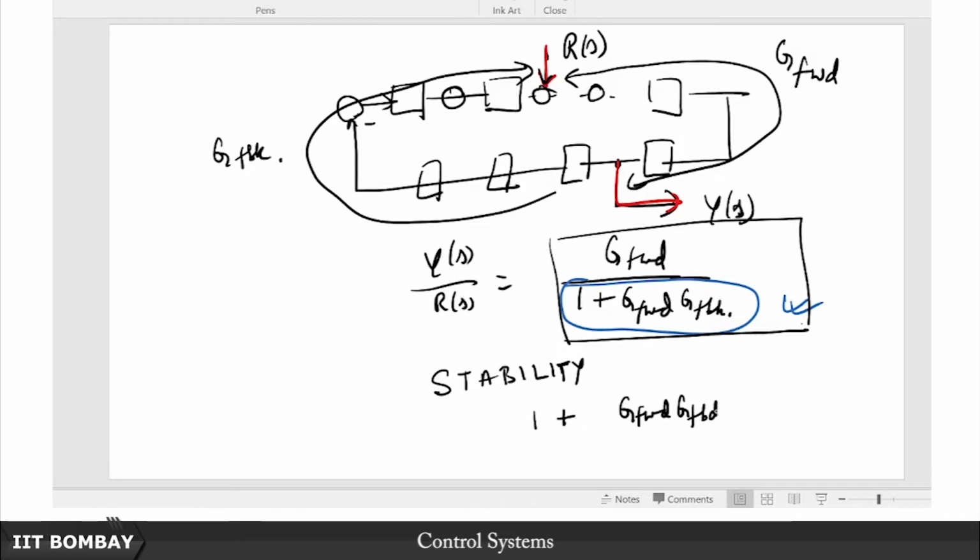Of course, I have dropped this variable s. So of course, g forward is a function of s, g feedback is a function of s, both of these are typically rational functions of s. So when we have to solve for this, let us call this the star equation. So solve for this star equation, and check out if all of those solutions are on the left half of the complex plane. If they are, then the system is closed loop stable.